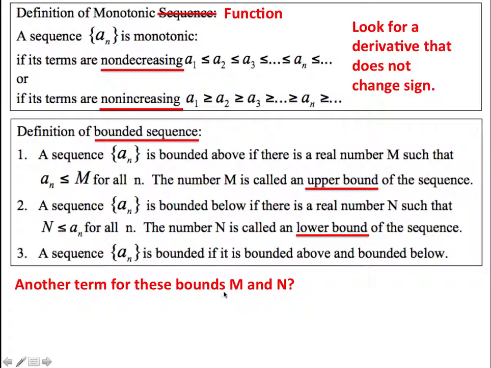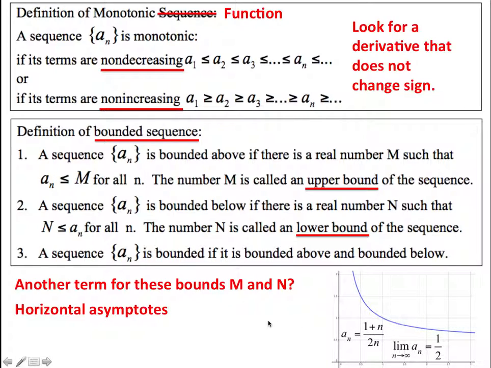So we have that upper bound and that lower bound. Another term for these bounds is M and N. Basically, they're just horizontal asymptotes. For instance, if we look back at the sequences we already talked about, here's 1 plus n over 2n. We know that this sequence has a limit of 1/2. So that limit 1/2 is its lower bound. 1/2 is right here, beneath the entire sequence. So we would say that this sequence has a lower bound of 1/2.